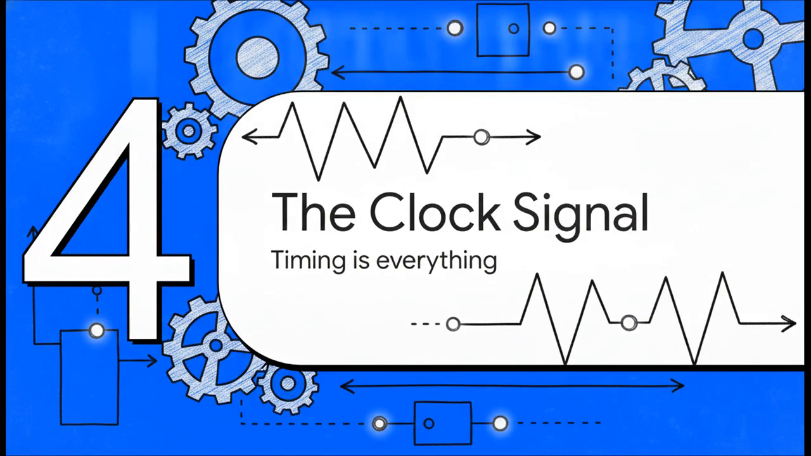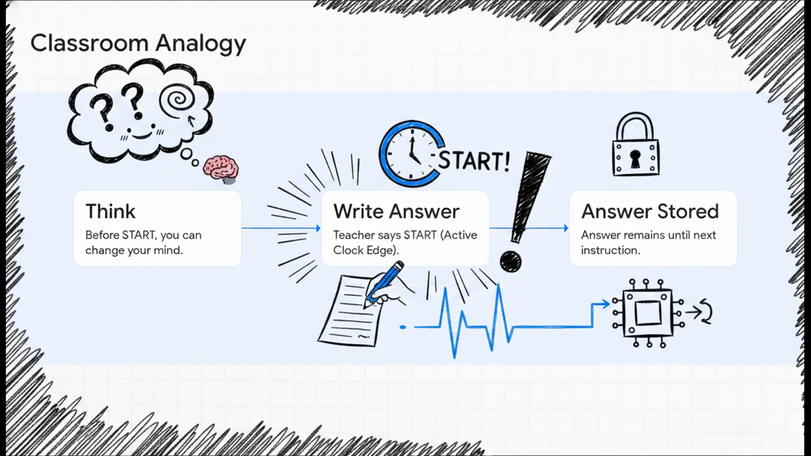Which brings us to Section 4, the critical clock signal. Now, you might be wondering, if a circuit is holding on to a 1 or a 0, how does it actually know when to update? It can't just change randomly, right? Well, think of a high-pressure classroom exam. Before the exam officially starts, you can change your mind, your thoughts can fluctuate all over the place. But the exact split second the teacher yells, "Start," you write your final answer down on the paper. After that, the answer stays locked on the paper. It doesn't change until the next instruction.